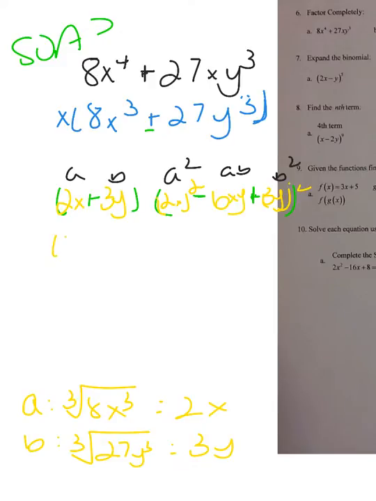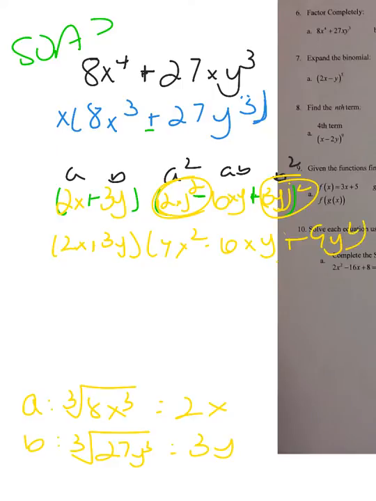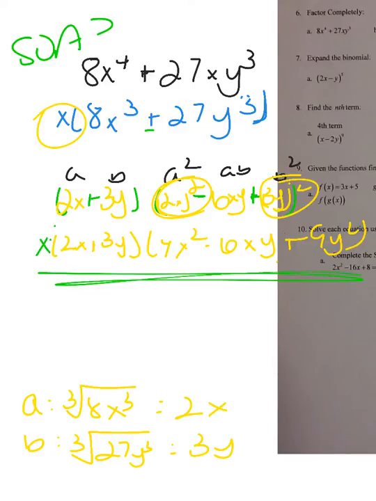So this will be 2x plus 3y. When I square this, I get 4x squared minus 6xy. And then when I square this, I get plus 9y squared. Okay, and then don't forget to bring down the x right there. So that x would go out into the front here. It would be right there in the front. So that would be my answer. Okay, so let's take a look at 6b.